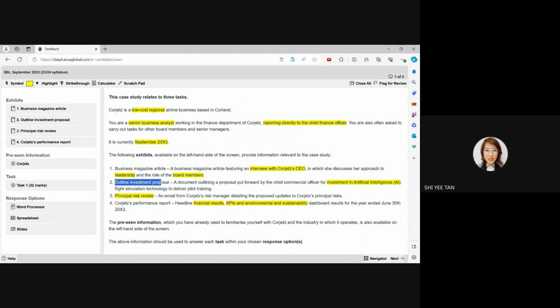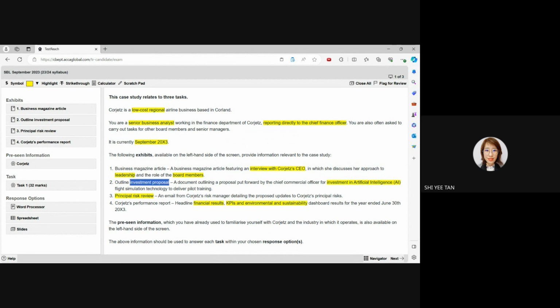The second one, outline investment proposal. Okay, when you see investment proposal, it's something related to money already. Figures. You will see some figures. So that is how they propose the investment. A document outlining a proposal put forward by the chief commercial officer for investment in AI. Oh, they want to invest in AI flight simulation technology to develop pilot training. Okay, so they put in a proposal to invest in this AI. That is the second one. Okay, right. So you will expect there are some figures that you will see, and not only the figures, you will also have some facts.